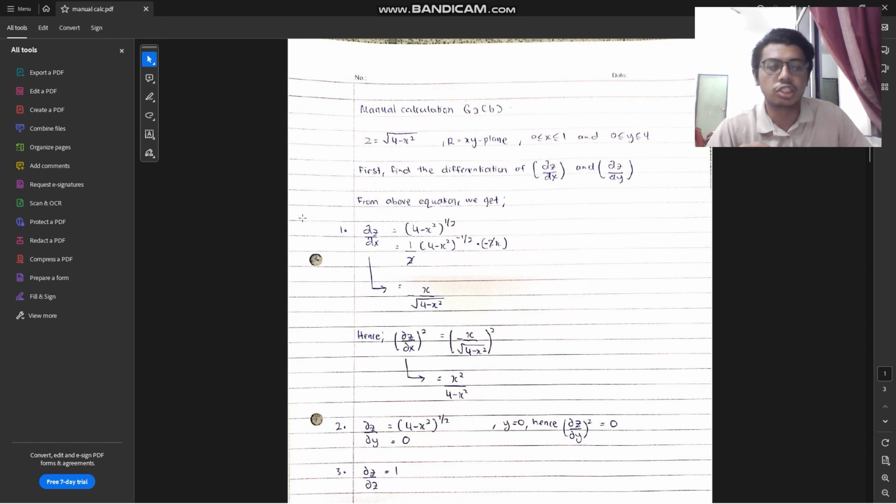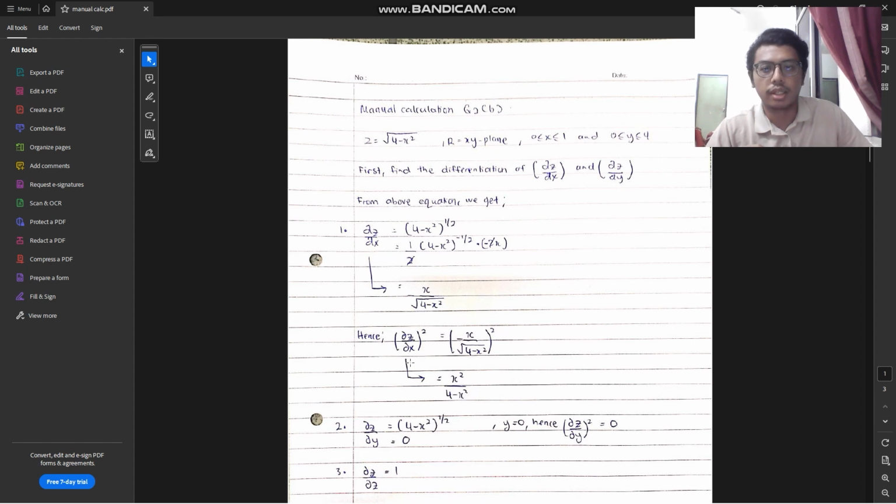First, we need to find the differentiation of dz over dx and dz over dy. From the above equation, we get dz over dx equals, in brackets, 4 minus x squared to the power of 1 over 2. Next, we differentiate this equation. We get 1 over 2 times 4 minus x squared to the power of negative 1 over 2 times negative 2x. So we solve this equation and get negative x over square root of 4 minus x squared.